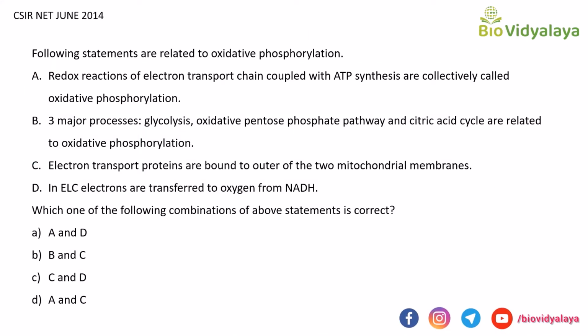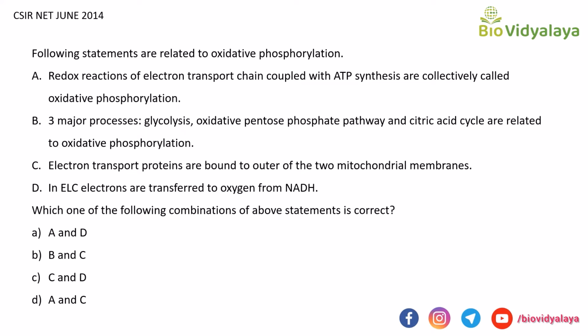Our first question is from CSIR NET June 2014. Following statements are related to oxidative phosphorylation. Statement A. Redox reactions of electron transport chain coupled with ATP synthesis are collectively called oxidative phosphorylation. Statement B. Three major processes, glycolysis, oxidative pentose phosphate pathway and citric acid cycle, are related to oxidative phosphorylation. Statement C. Electron transport proteins are bound to outer of the two mitochondrial membranes. Statement D. In electron transport chain, electrons are transferred to oxygen from NADH.